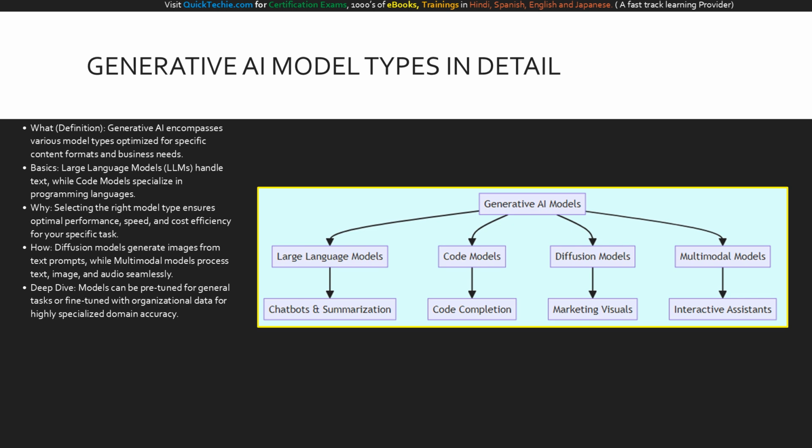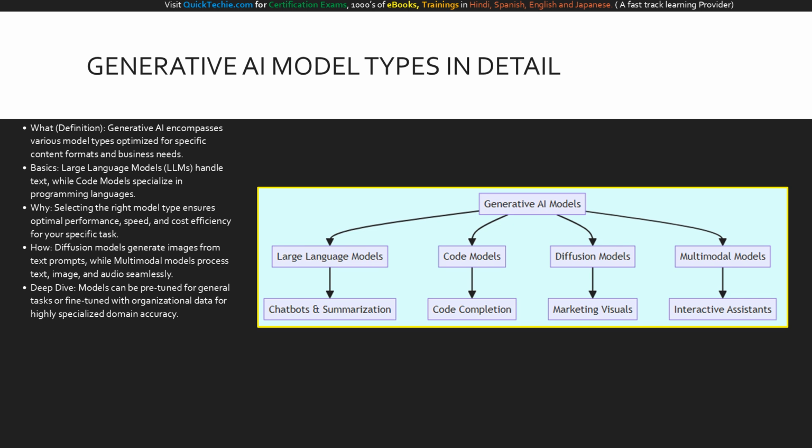Why do we have so many types? Because selecting the correct model ensures you balance performance with cost. You would not use a heavy multimodal model for a simple text summarization task. How do these specialized models work? Diffusion models, for instance, translate text prompts into high-quality images, while the latest multimodal models can ingest audio, images, and text simultaneously to provide rich, interactive assistance.